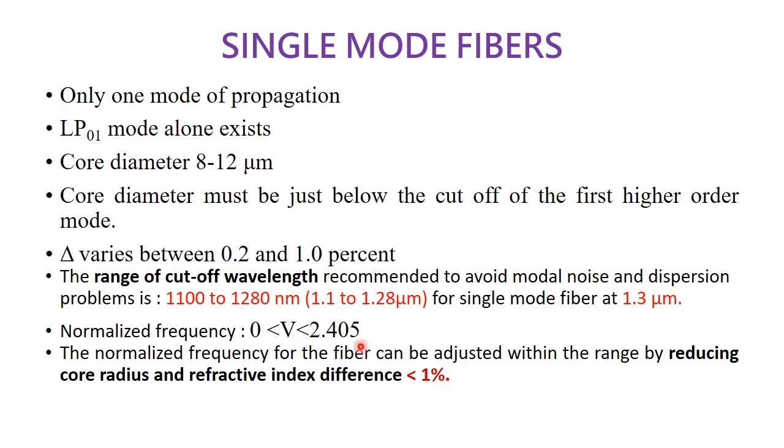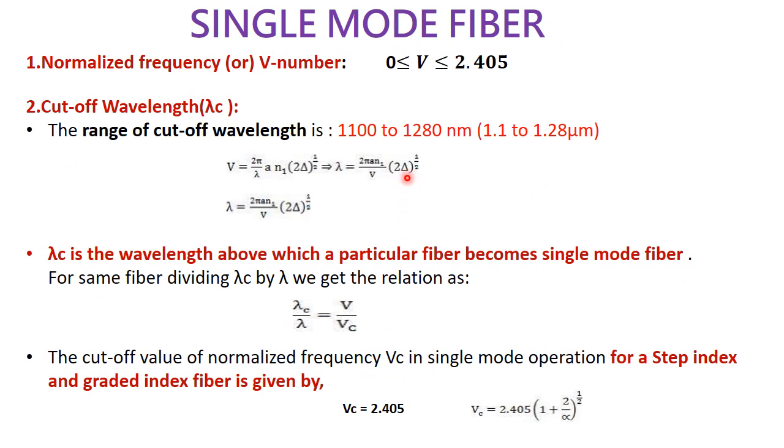The normalized frequency for the single mode fiber can be adjusted within that range only by reducing the core radius as well as keeping the refractive index difference less than 1%. So this is the overview of single mode fibers. Let us consider the formulas that can be used for single mode fibers. Normalized frequency, the light gathering capacity, is also called the V number. It ranges from 0 to 2.405.